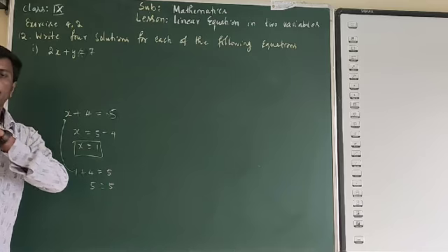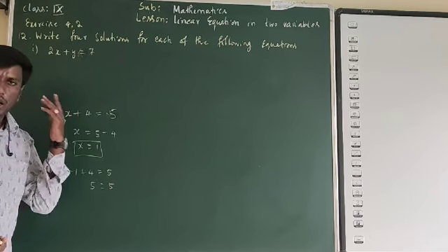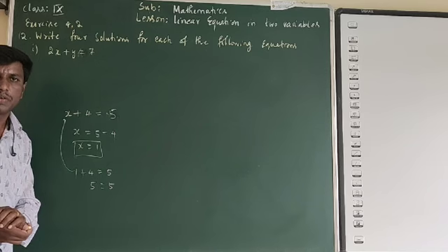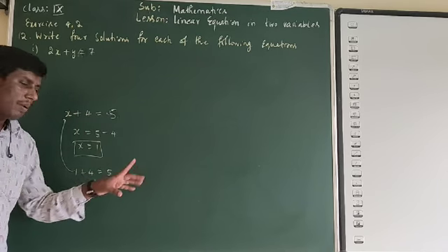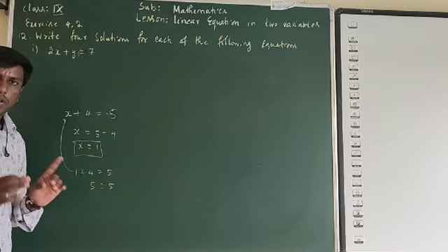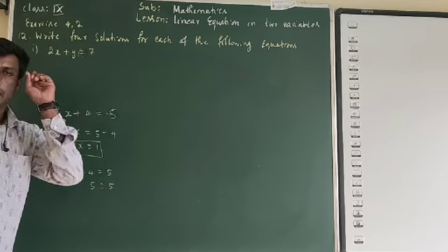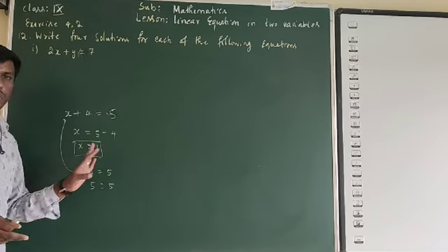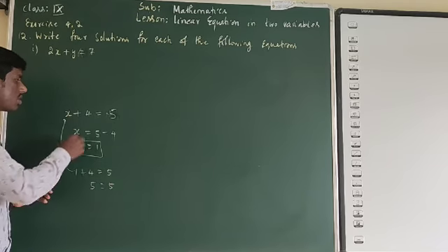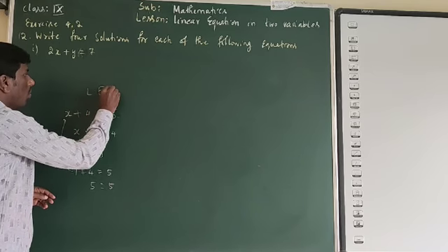Apart from 1, if I place any other value here, I don't get LHS equal to RHS. Only if I place x is equal to 1. Therefore, 1 is the solution. In fact, 1 is the unique solution, exactly one solution. I won't find any other value of x giving LHS equal to RHS. So, this is a linear equation in one variable.